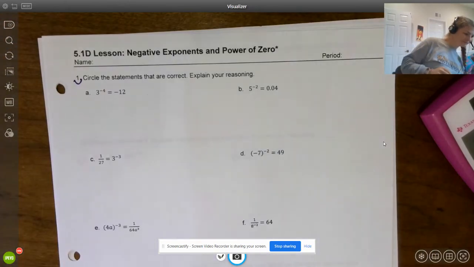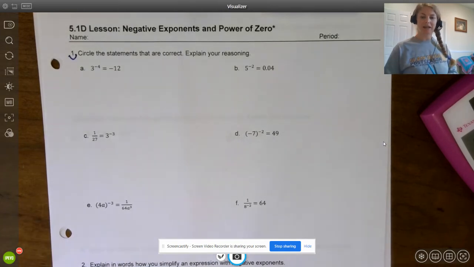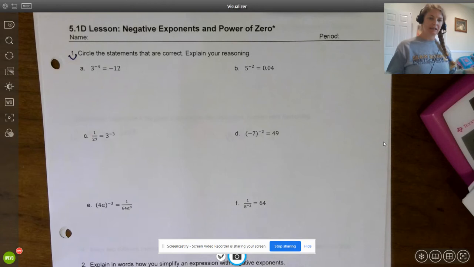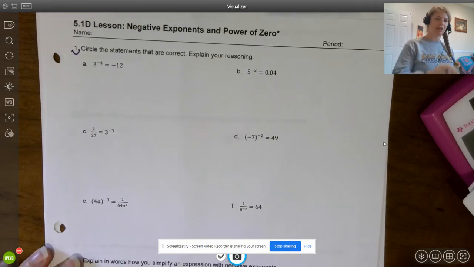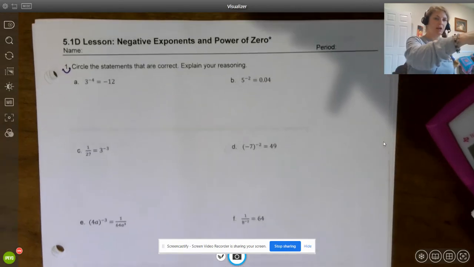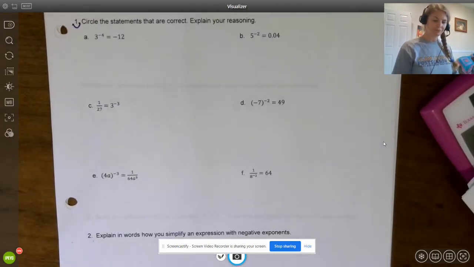So let's take a look. The first part says circle the statements that are correct and explain our reasoning. So I want you to take a moment and explore these and decide which ones you think are correct. Then you can restart the video when you are ready to go over them. Okay, let's see which ones you said were correct.